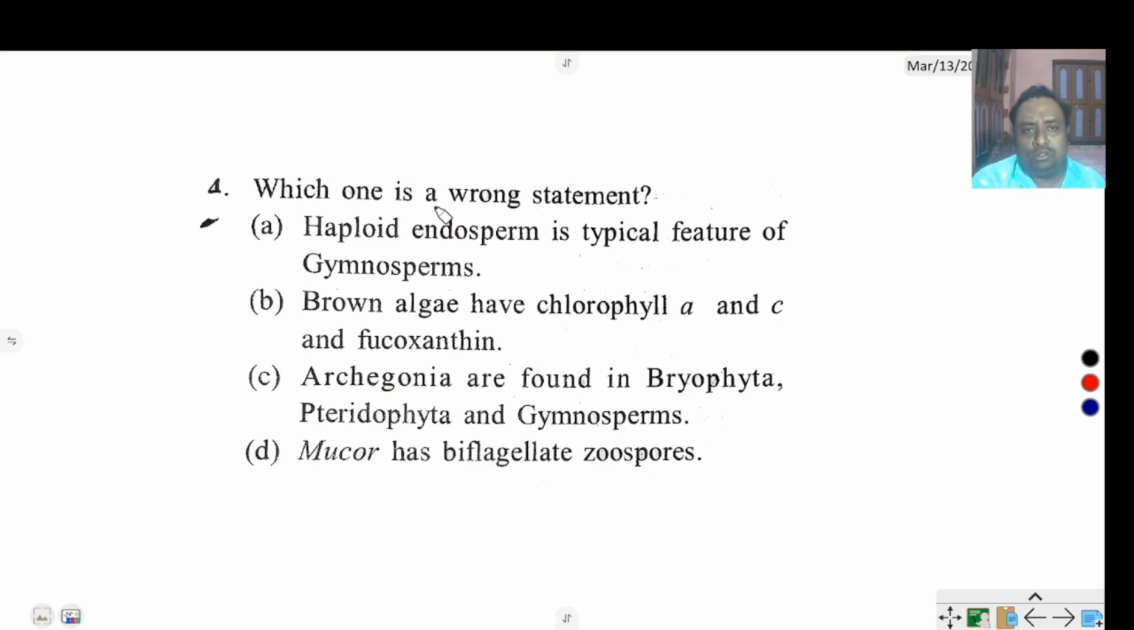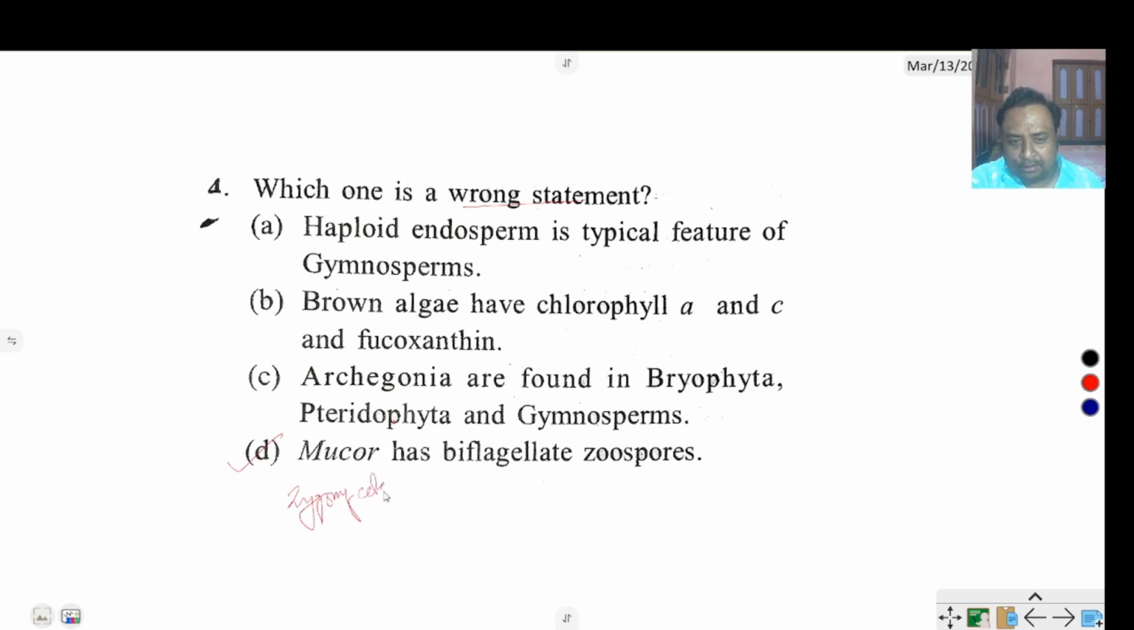Number 4. Which one is a wrong statement? A. Haploid endosperm is a typical feature of gymnosperms. B. Brown algae have chlorophyll a and c and fucoxanthin. C. Archegonia are found in Bryophyta, Pteridophyta and gymnosperms. D. Mucor has biflagellate zoospore. So here the wrong statement is D. Mucor has biflagellate zoospore. Why? Mucor is a zygomycetes fungus.